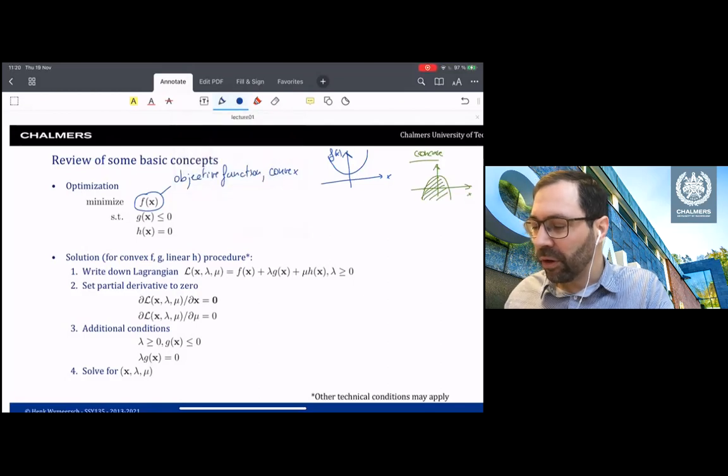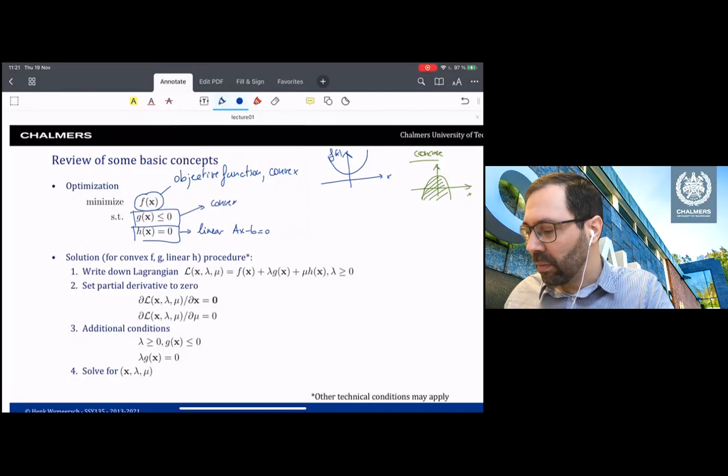Good. So the function should be convex. Then you have different kinds of constraints. You have equality constraints. These equality constraints should be linear. So they should be, for instance, of the form ax minus b is 0. And then you have these inequality constraints, and these should also be convex. So they determine convex sets.